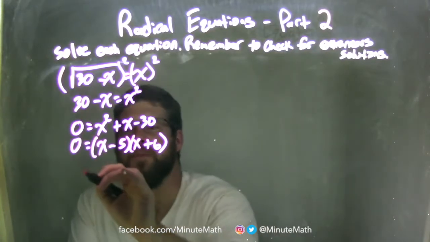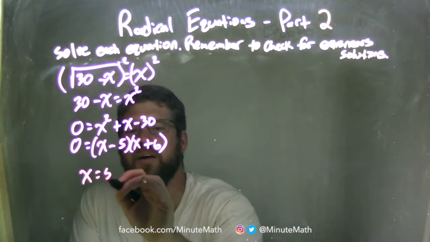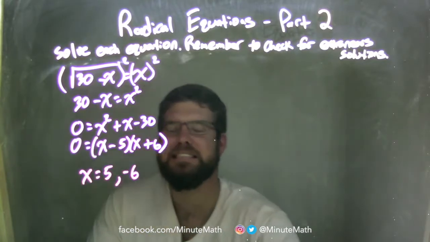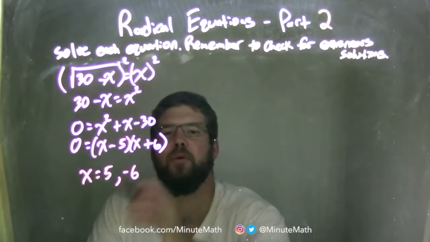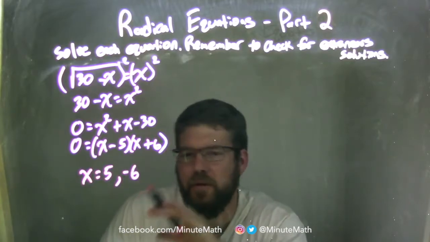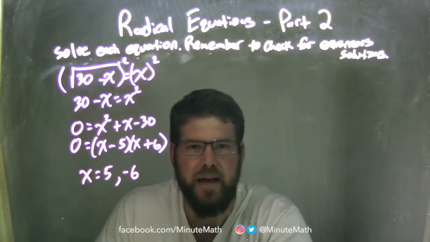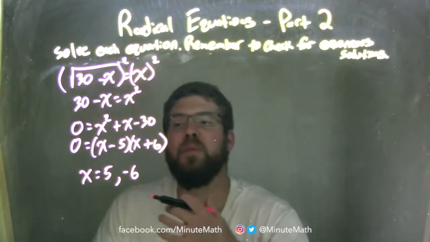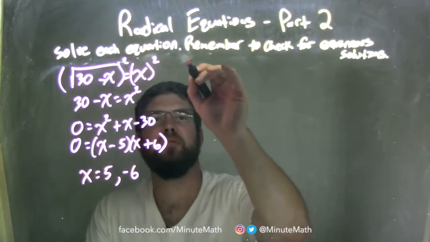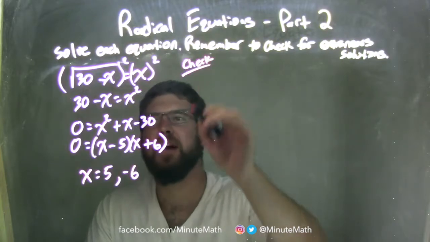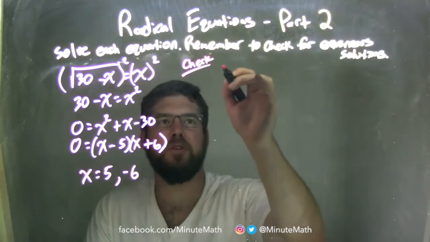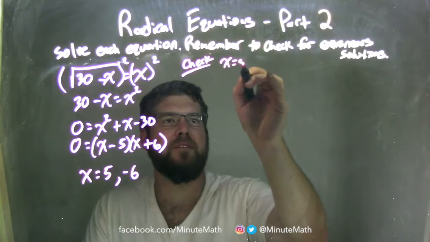So that leaves me with two answers. If we set both factored parts equal to 0 and solve, we get x equals positive 5 and x equals negative 6. From there, I need to check for my extraneous solutions. Let's check it. We need to plug it back into our original equation. Let's do the first one, x equals 5.